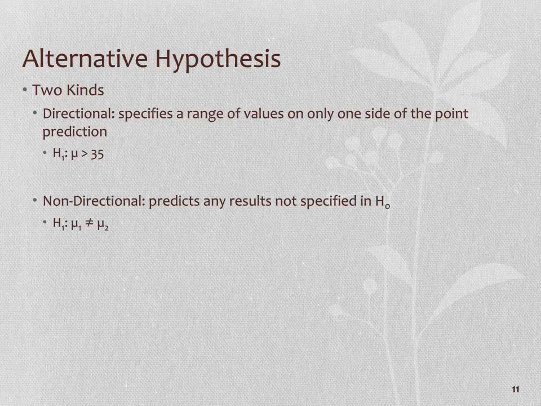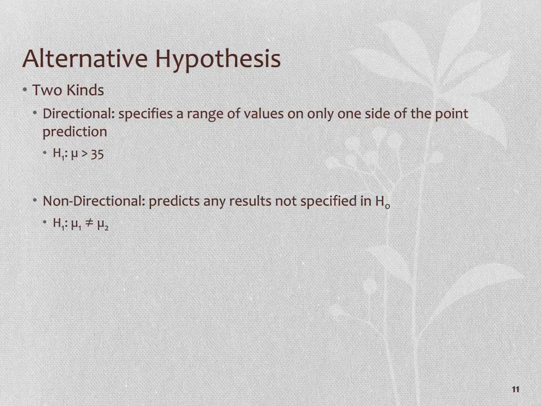Typically what we'll see in the social sciences, particularly at the undergraduate level, we'll all be testing non-directional hypotheses in this course. But it's going to predict any result that is not specified in the H sub 0, which is the null hypothesis. So in other words, we could have said in our example, this is what we'll test, the alternative hypothesis, that mu 1, the population mean IQ, is not the same as the population IQ for Aubrey. So we can have directional, we can have non-directional.